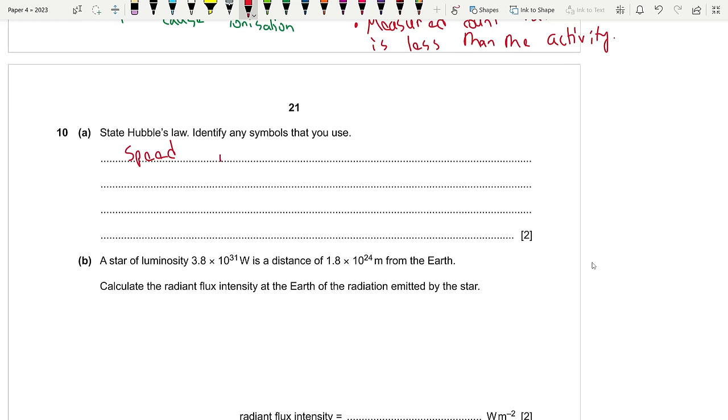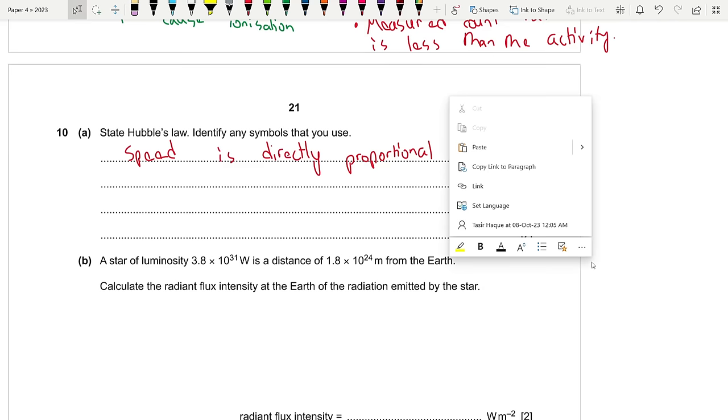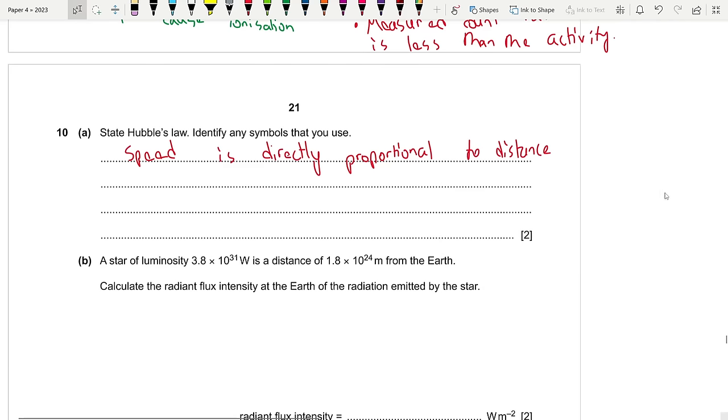Hubble's law states that speed is directly proportional to distance. Okay, speed is directly proportional to distance. And what else? We use a constant actually. This is the formula of that. V is equal to H naught D, the Hubble constant.